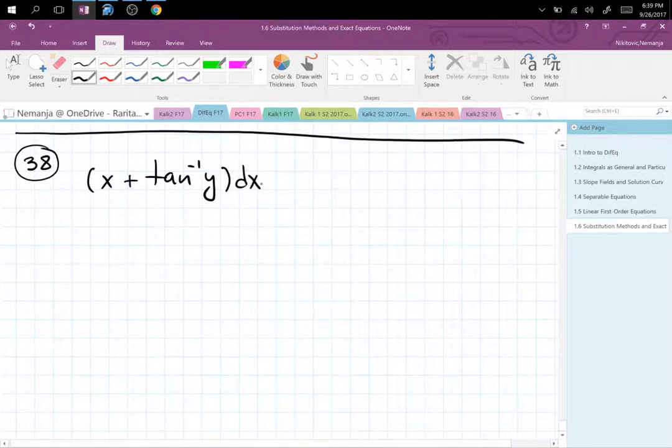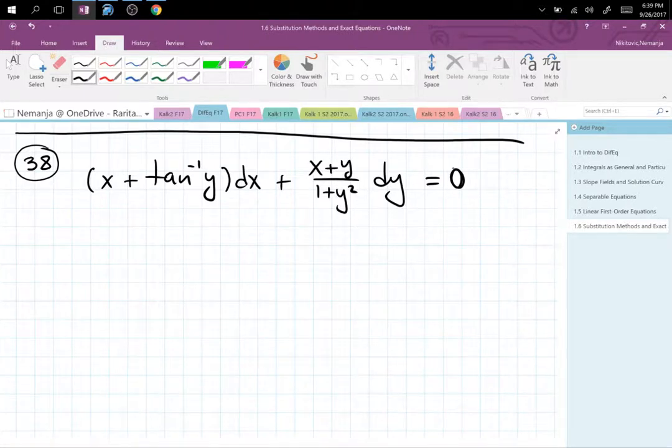This is problem 38. Good luck with certain integration here. So this problem is going to illustrate what I just said. First of all, condition for exactness. Is this the same?